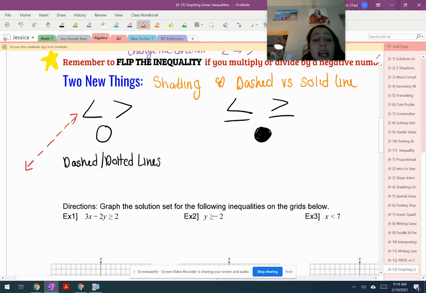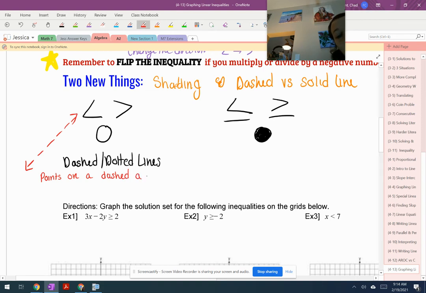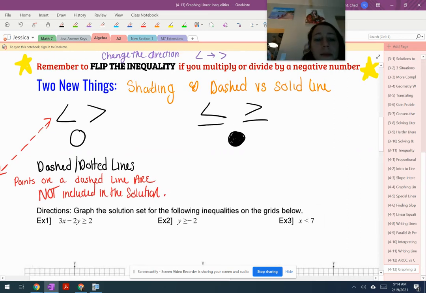And because it's dashed, what that open circle means is that points on a dashed line are, keyword here, not included in the solution. And this is something that's important because they always ask about this.